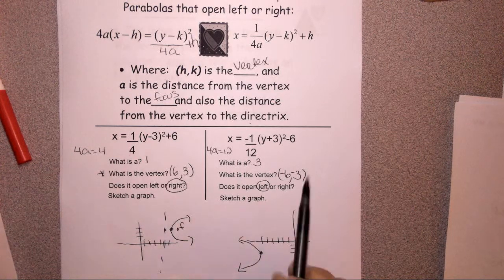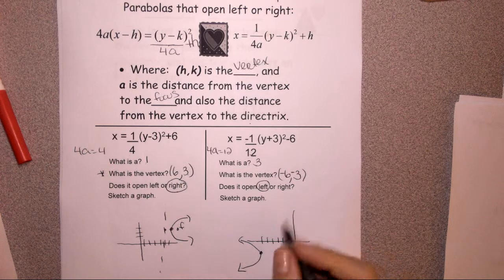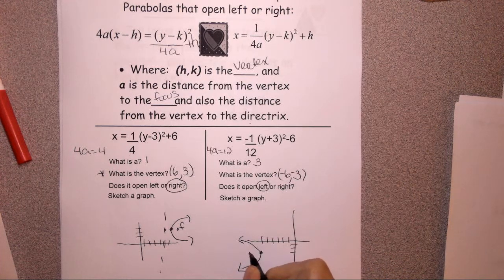Okay, I'm going to go a distance of a in, so 3 in, and I'm going to go 3 out, 1, 2, 3, and I'm going to draw myself a vertical line.